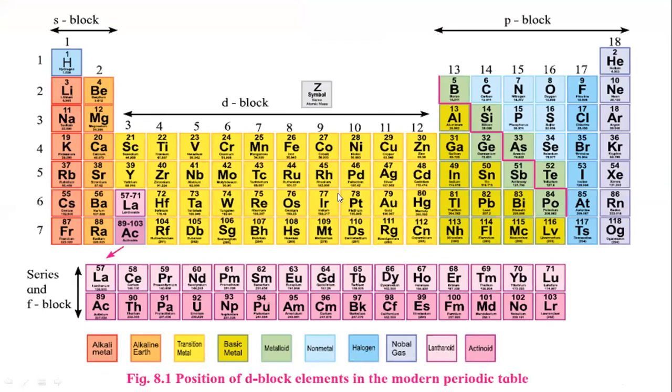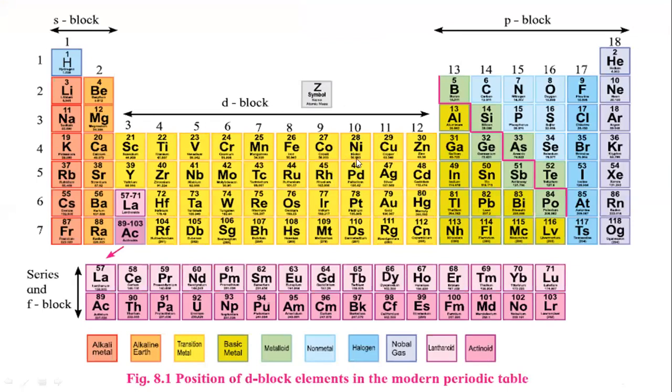Yes, platinum is also a D block element. So we can write the example of platinum also, palladium also, and nickel also. Nickel, platinum and palladium are used as catalysts for hydrogenation reactions. Remember, hydrogenation means addition of hydrogen, for example the conversion of ethene into ethane.